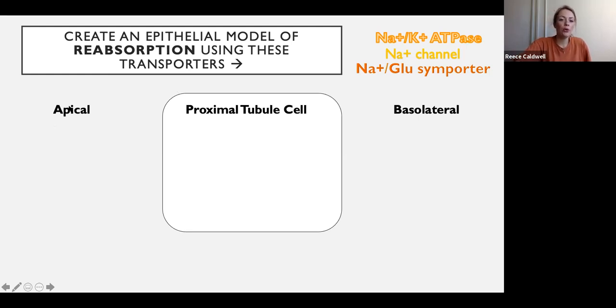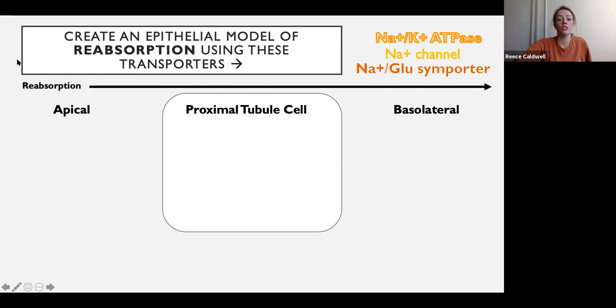So apical, again, we're talking about reabsorption, so we're moving in this direction. We're moving into the body instead of out of the body. Out of the body is secretion, so everything we're doing in this example should be moving in this direction. If you remember back to Unit 1 material, sodium is almost always higher outside the cell and lower inside the cell. So we almost always have lower concentrations of sodium inside the cell, higher concentrations outside of the cell.